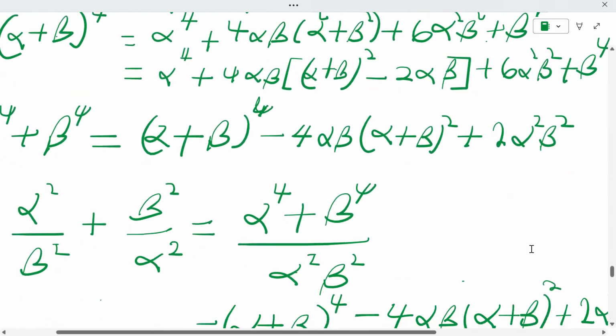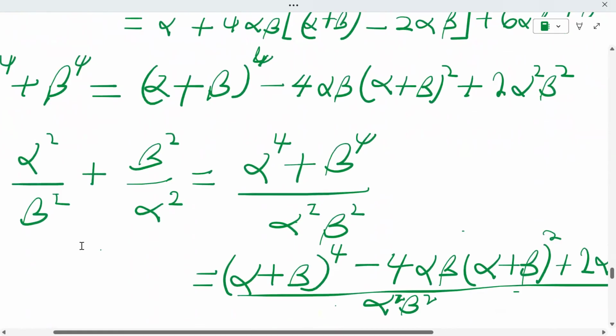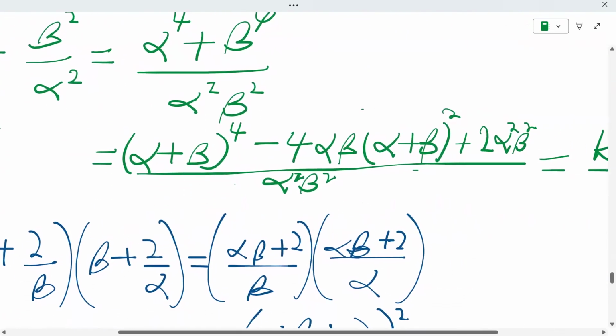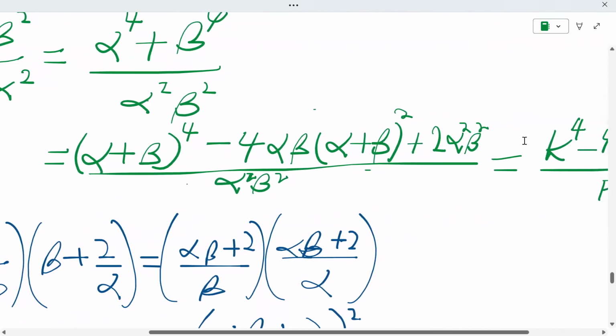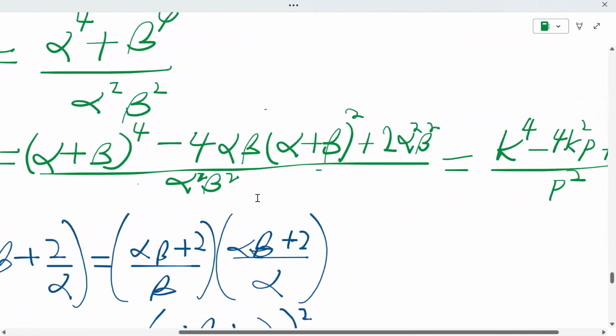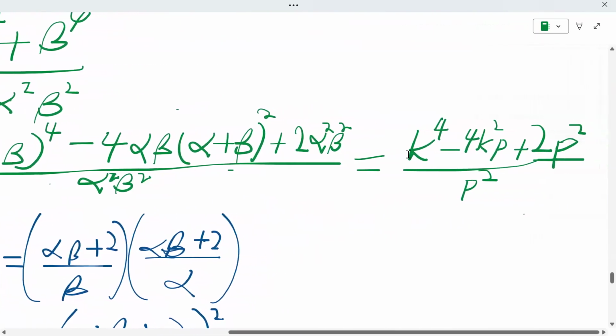Now, with this established, we move on to the original expression where we got this. So in place of alpha raised to the power 4 plus beta raised to the power 4, we shall represent that by this expression. In place of alpha plus beta, we put k, and alpha beta, we put p. Then the denominator alpha squared beta squared will be p squared. And so that is what we have on this side. So we've been able to find the value of that.